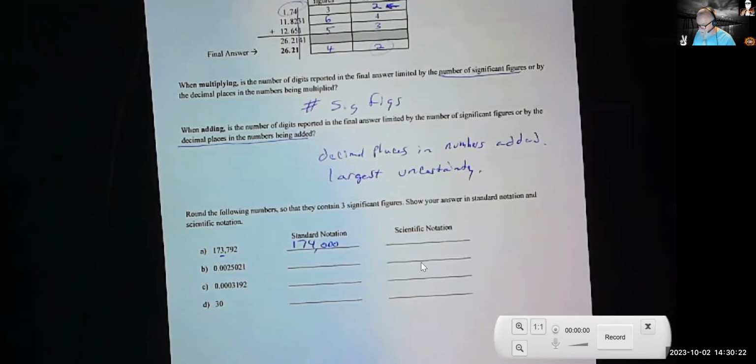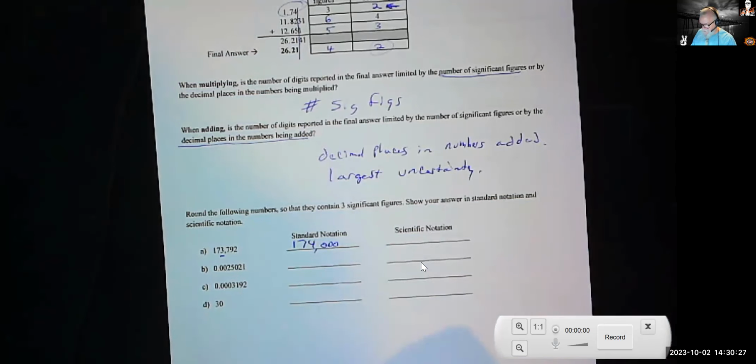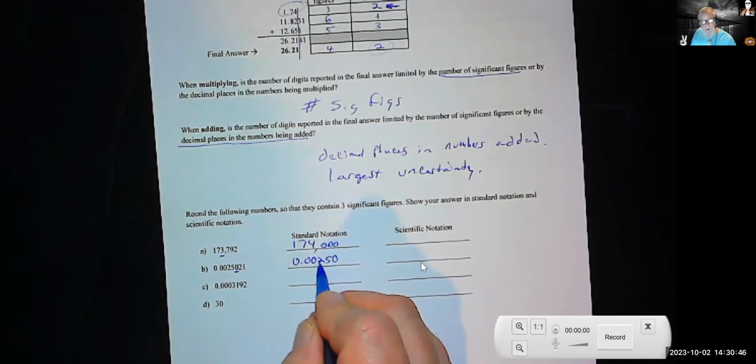174,000. Okay, I'm going to do all the standard notations, and then I'm going to do scientific notation. So for this one, 3 sig figs is this digit here. That 2 will not round that 0 up, so we'll keep it as a 0, and this will be 0.00250. Now, these zeros are not significant because they are before the first number, and this one is significant because it's not only after that, but it's also after the decimal. So here we have 3 sig figs based on that.